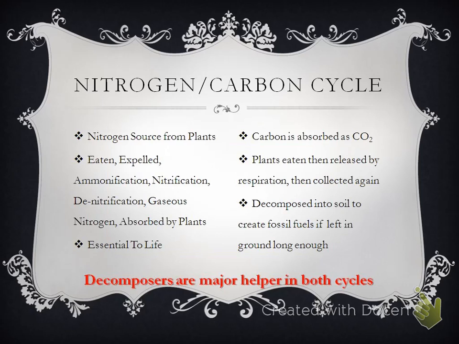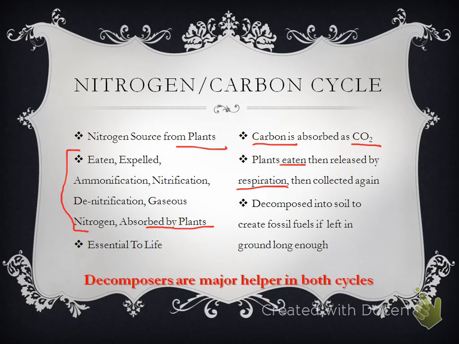And we'll run over the nitrogen and carbon cycles really quickly, but basically what you need to know is this. The nitrogen is found in plants, and then it has to go through each of these steps to be able to get back into the air to be absorbed again by plants, and it goes back into the cycle. Same thing with the carbon. Carbon is absorbed by plants as CO2. It's then eaten by some kind of herbivore, and it's then released back through respiration. The plants then pick it up. So it's a much quicker thing.